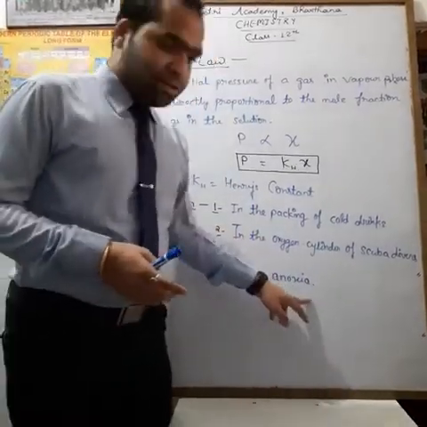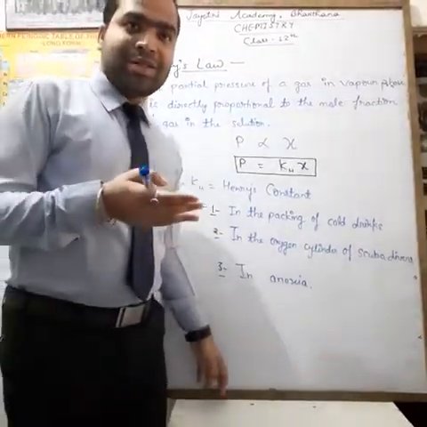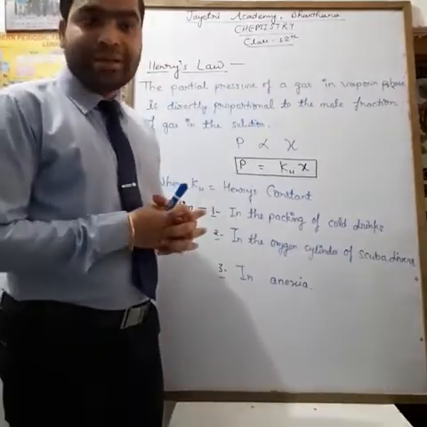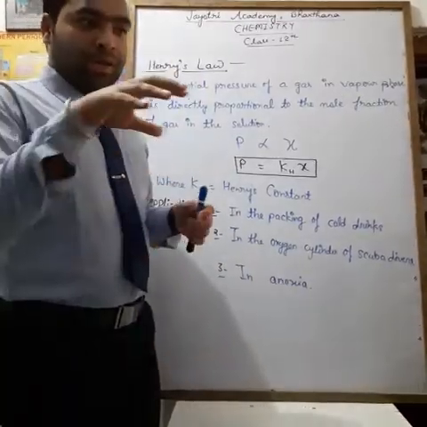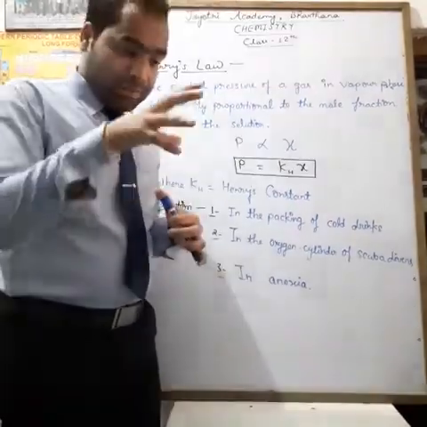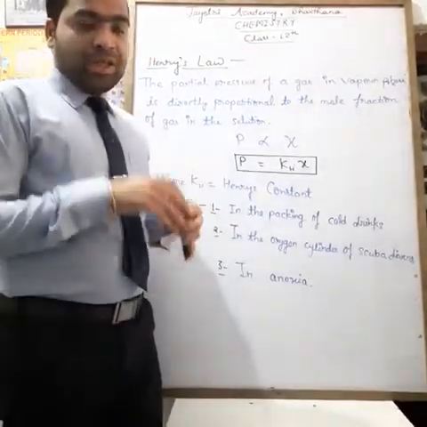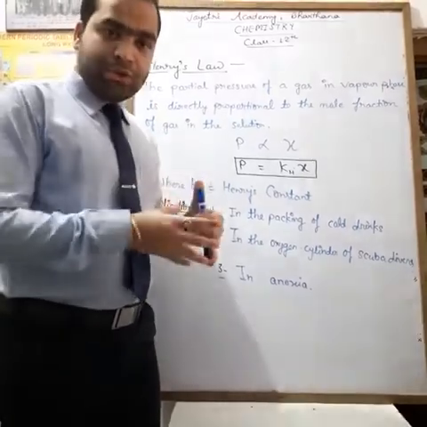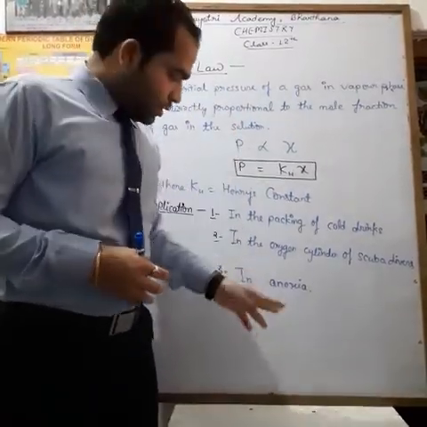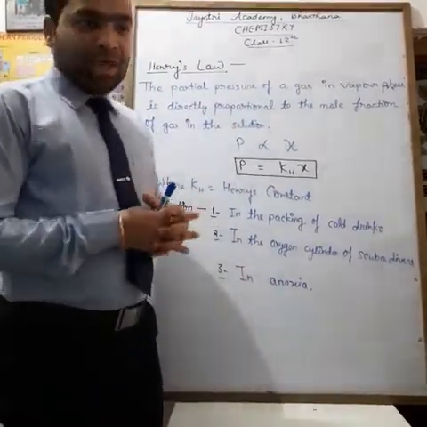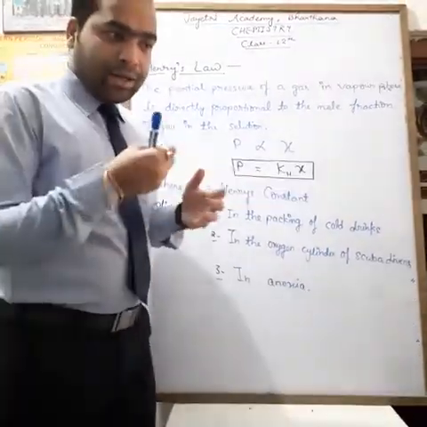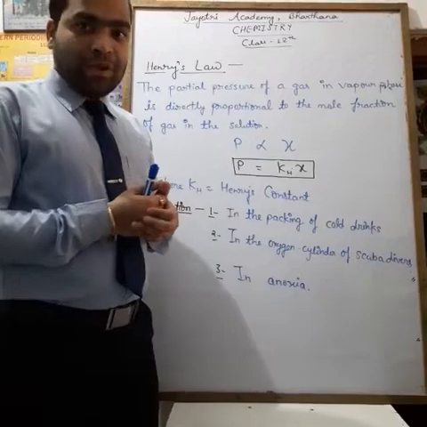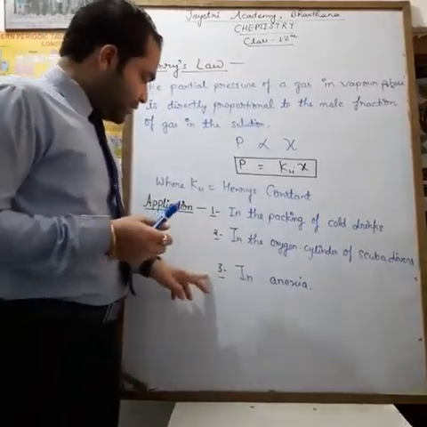Third one is anoxia. Anoxia is a special condition that is developed and found only in people living in hilly areas. Actually, at higher altitudes, the partial pressure of oxygen goes down. That's why the amount of oxygen in their blood goes down, and anoxia is created over there. In anoxia, a person develops weakness and loss of clarity of thinking. So these are the three important points that we have discussed in the applications of Henry's law.